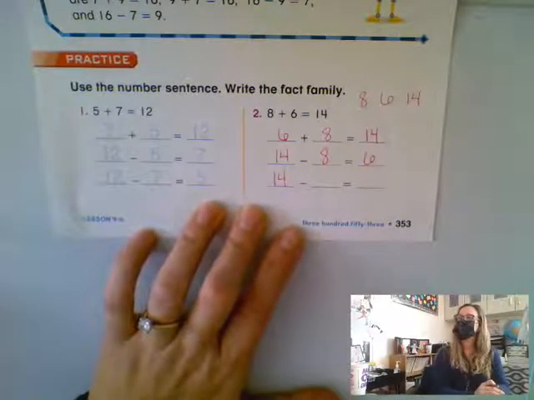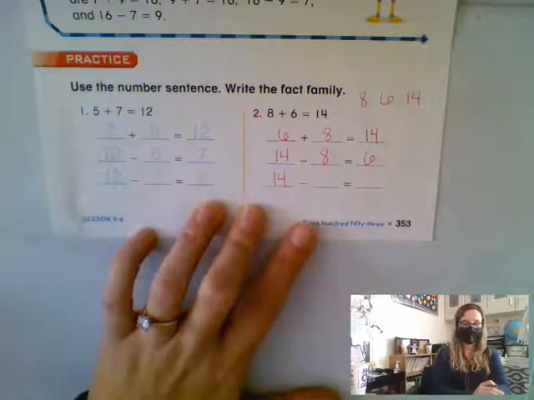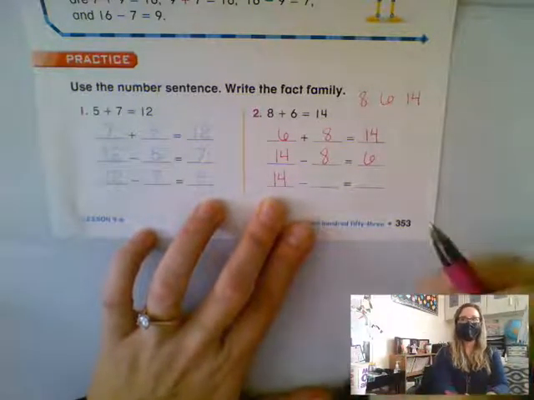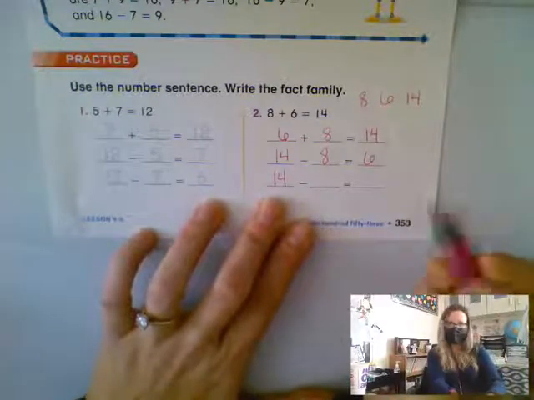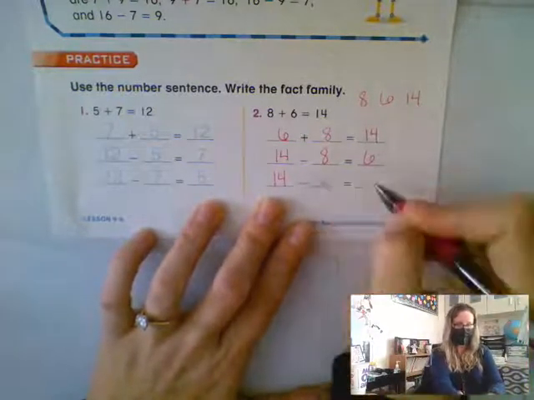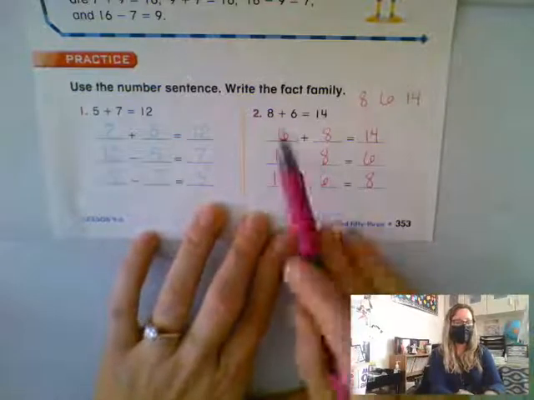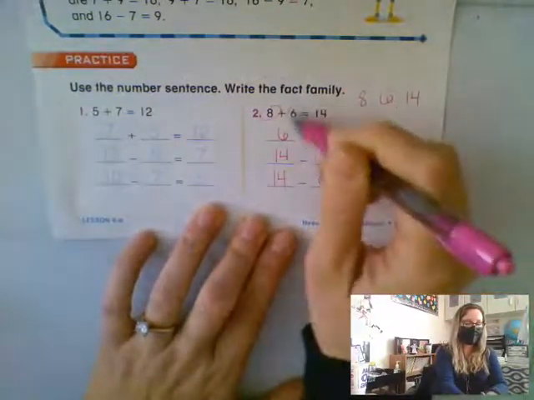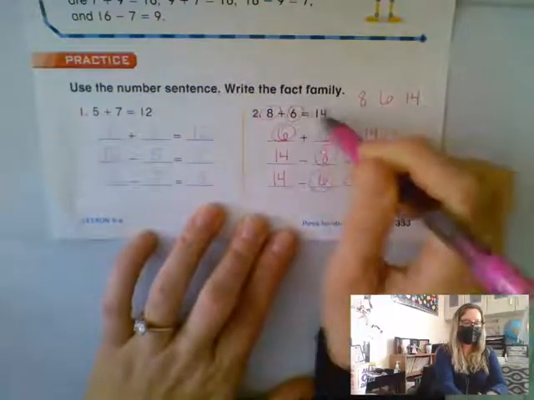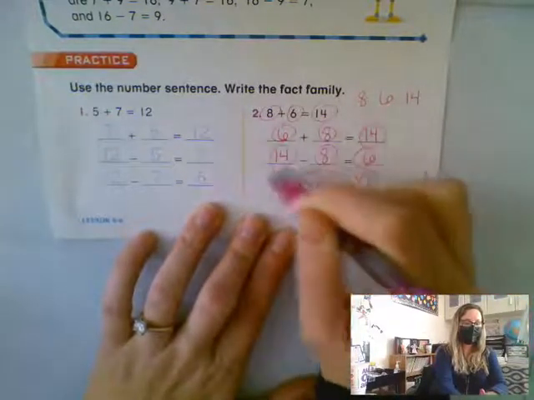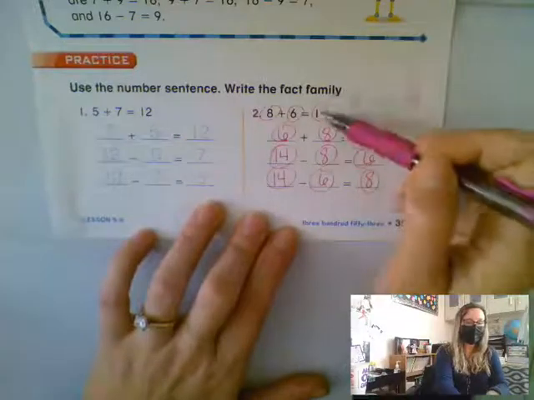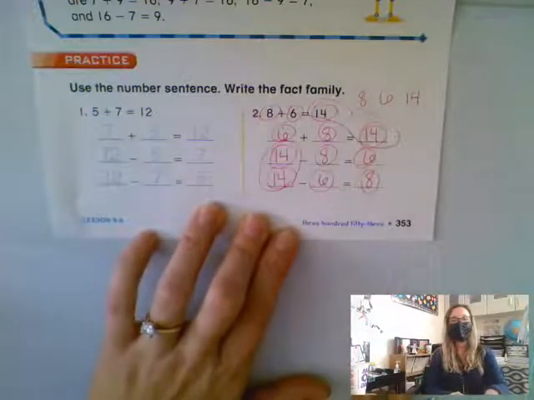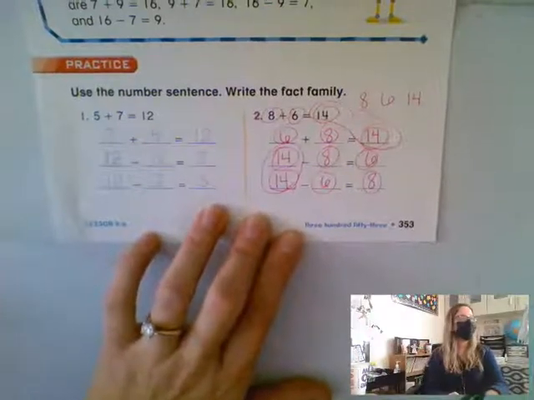And Brooklyn, could you give us the last one? So 14 minus 6 equals 8. You got it. All 4 sentences have an 8. All 4 sentences have a 6. And all 4 sentences have a 14. Our addition sentences end with the big number. Our subtraction sentences start with the big number. We got all of them correct.